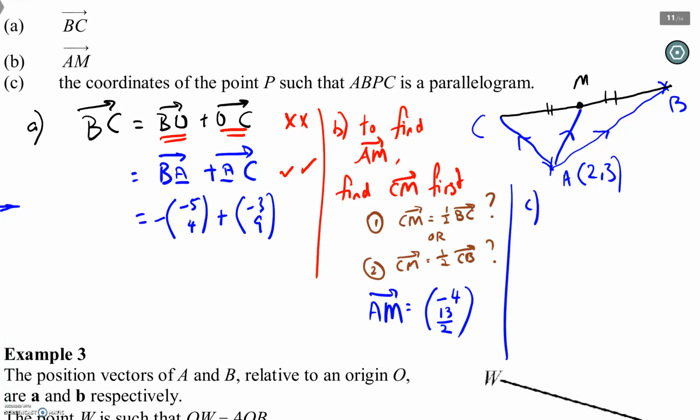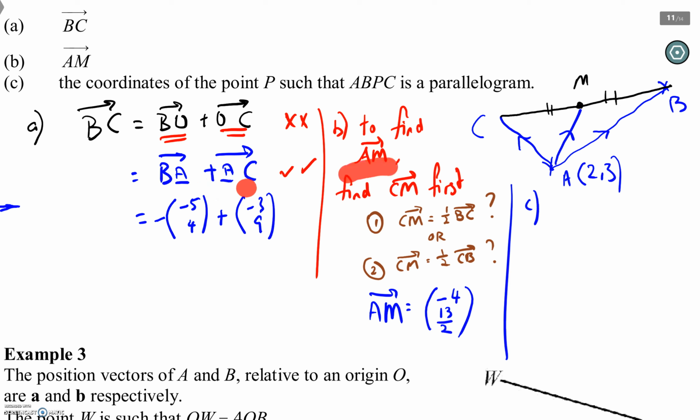What you need to know is that if you want to find BC, I wanted to use BO plus OC. I realized I don't have O, so no choice, I have to use something else. So in this case, I use BA plus AC.